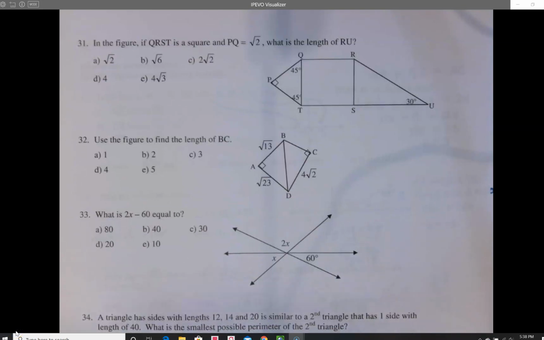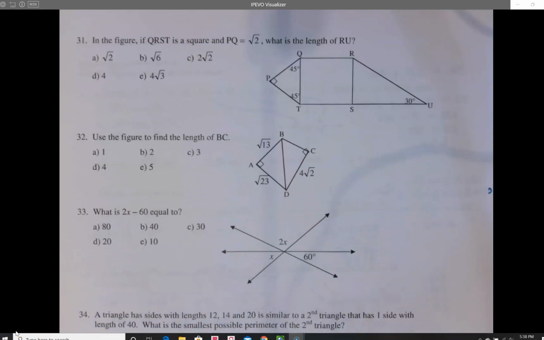All right, so here we are in our last page of the geometry packet. We've got problems 31 through 35. These problems use some trig and some different things, but I am going to solve them using a simpler method where possible, so that I can just make sure it's kind of based on things we've already done.